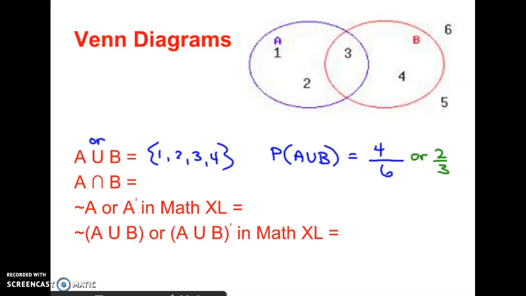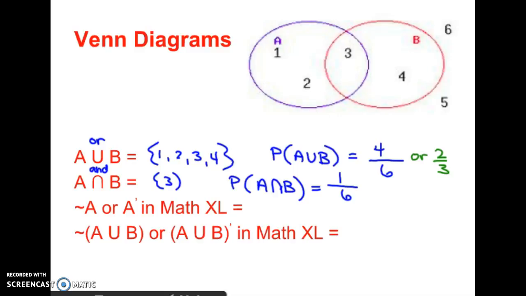Our second question. Remember, this means A and B. So what numbers are in A and in B? The only number in A and B is the number 3. So again, if they ask the probability of getting a number in A and B, you have 6 total numbers up there, and 1 out of the 6 is in A and B. And I don't have to reduce that one.